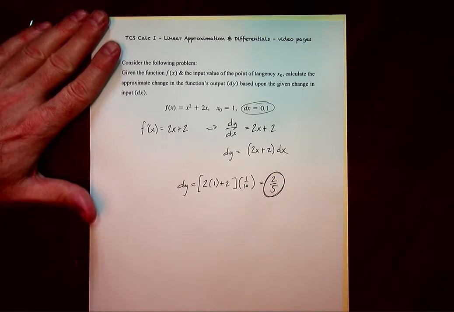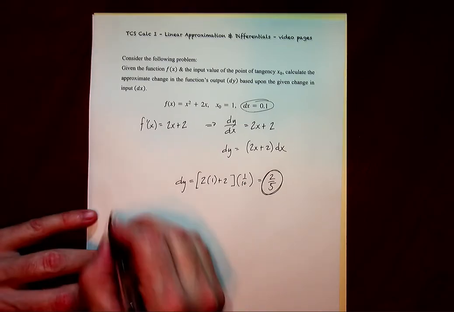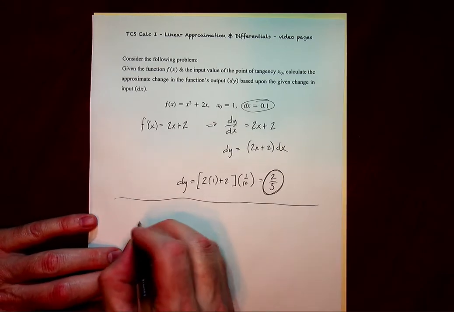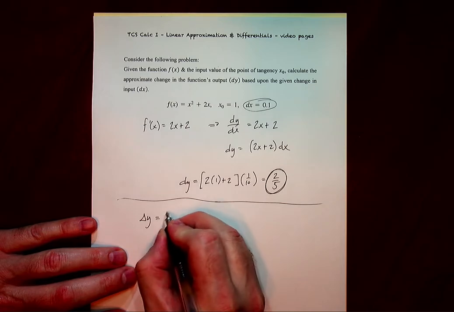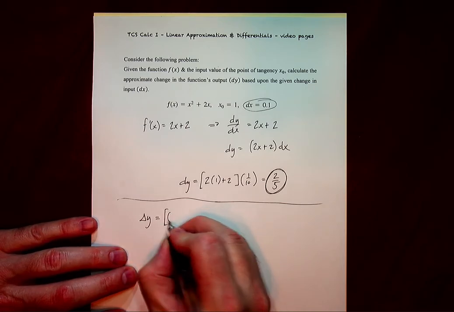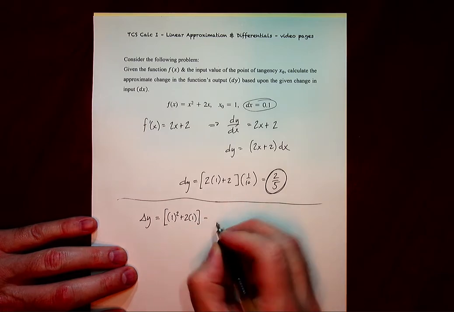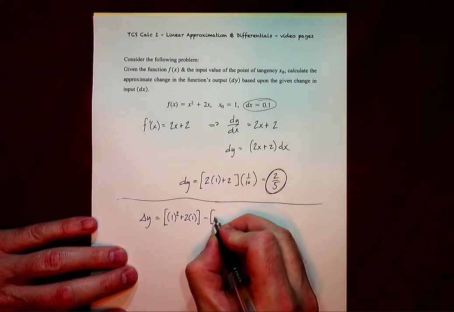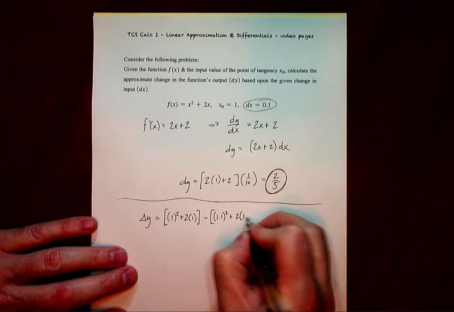Okay. Now I can compare this to what the actual outputs would be, right? So if this is dy, then my delta y is simply going to be 1 squared plus 2 times 1 minus 1.1 squared plus 2 times 1.1.